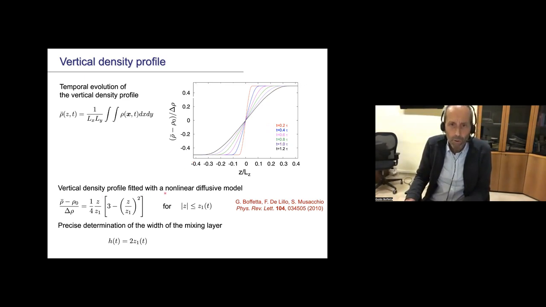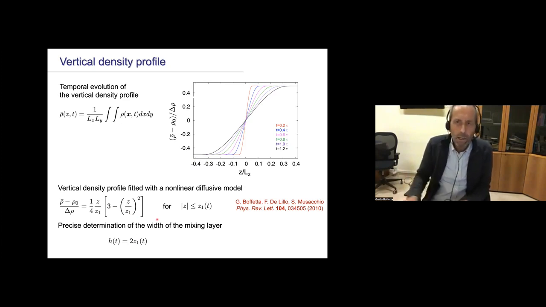a very simple nonlinear diffusive model, which we introduced many years ago for the standard Rayleigh-Taylor problem, to fit this profile. The model is very simple. It's a polynomial approximation of the third order, but it fits this profile very well. In this way, we are able to define the extension of the mixing layer, which is just this theta1 parameter in the fitting line. So we can measure the extension of the mixing layer without a threshold, without some arbitrary definition.